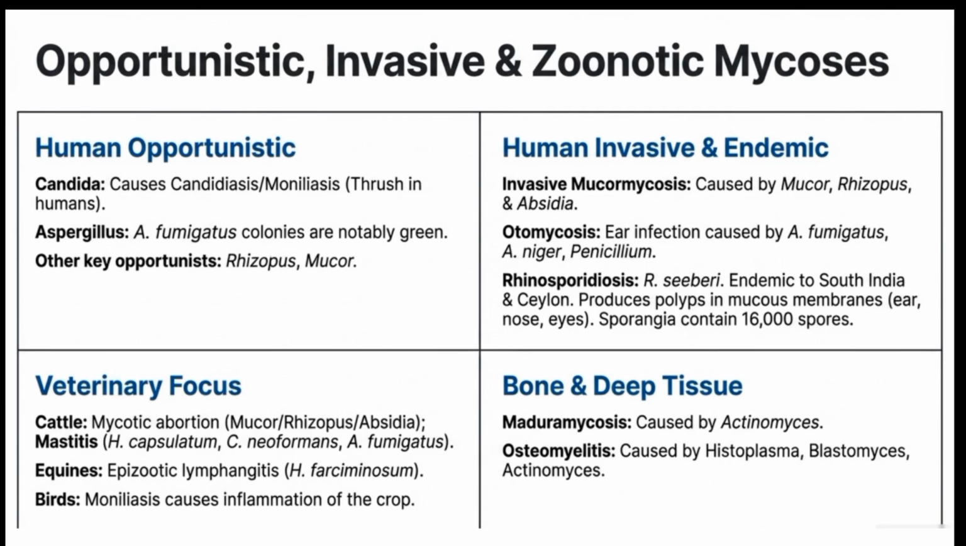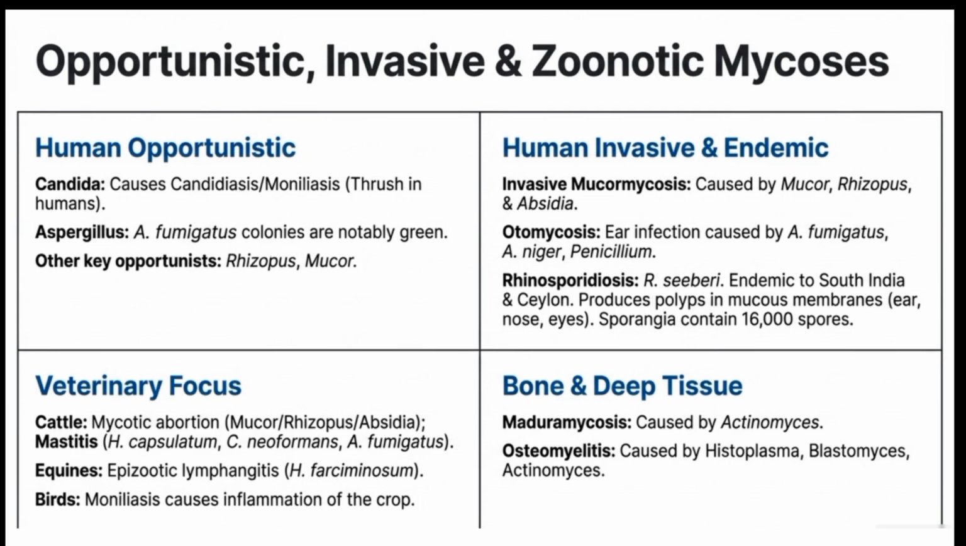Candida causes severe thrush. Aspergillus fumigatus, characterized by its notably green colonies, invades the deep lungs. And mucormycosis, caused by mucor and rhizopus, which aggressively invades blood vessels. So what does this all mean when these infections take hold?